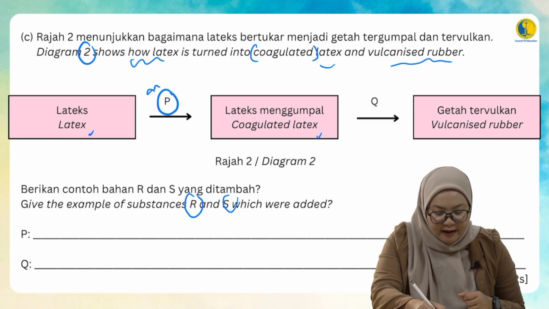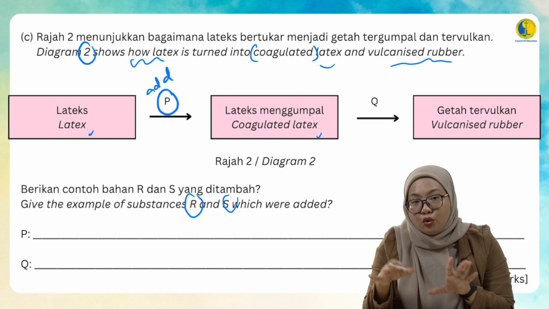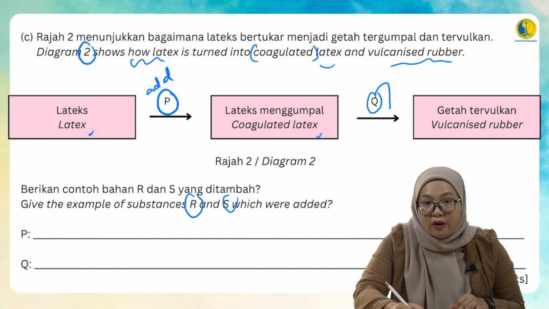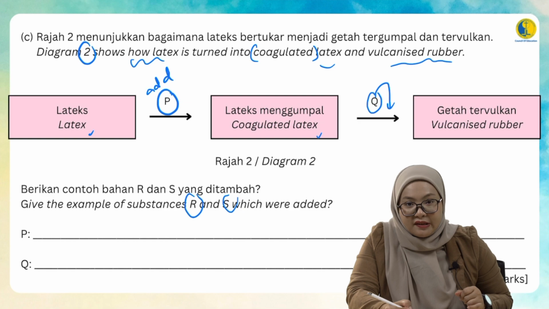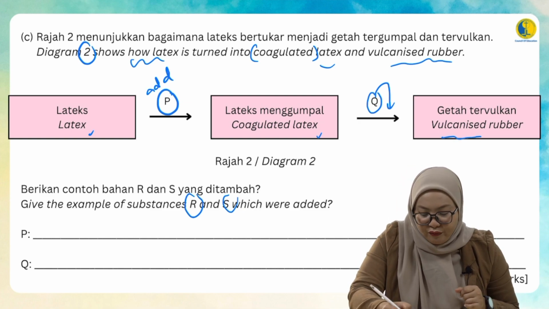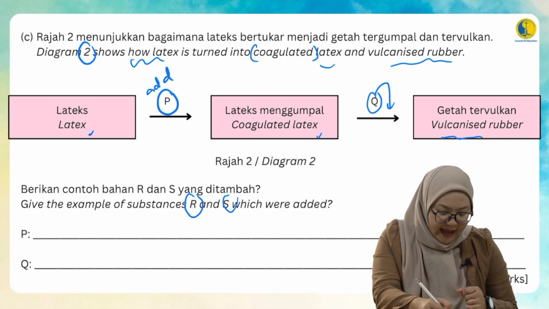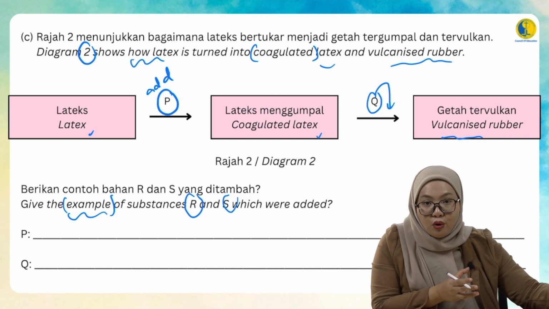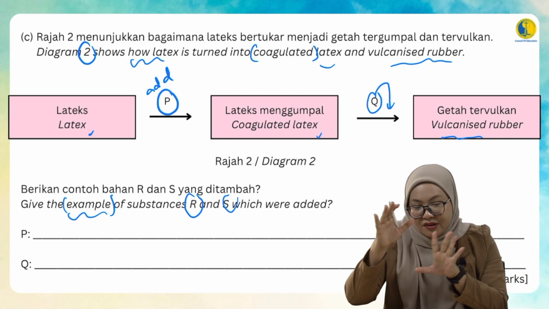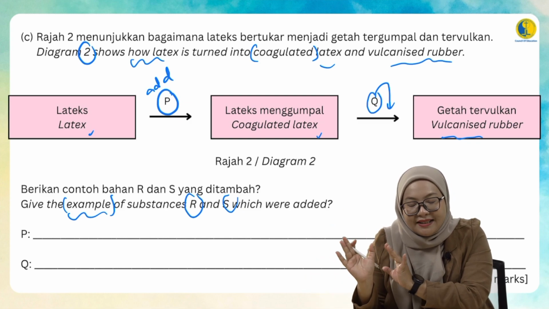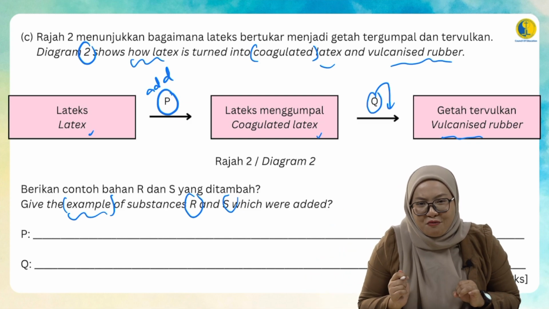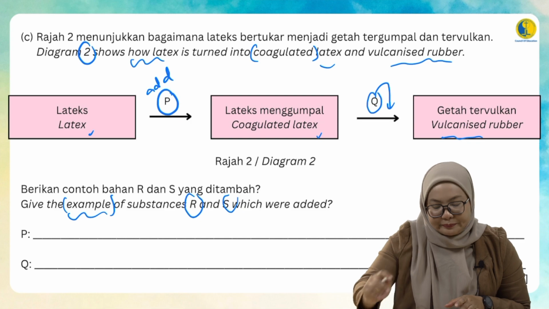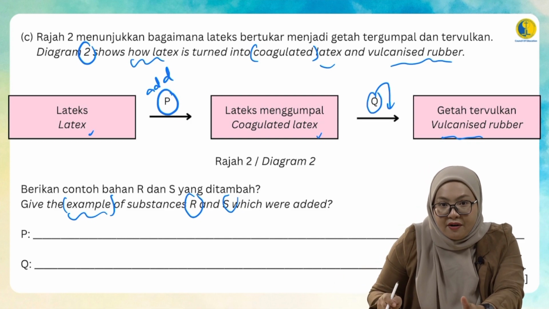When you add in substance P, the latex coagulates. Okay. So when you add in substance Q, actually, I gave you this clue just now, they turn into vulcanized rubber. So give the example. What is the substance being added to coagulate the latex? What is the substance that is added to turn the rubber into vulcanized rubber that has more elasticity than natural rubber? Okay, so P. Guys, remember, this is very, very important.